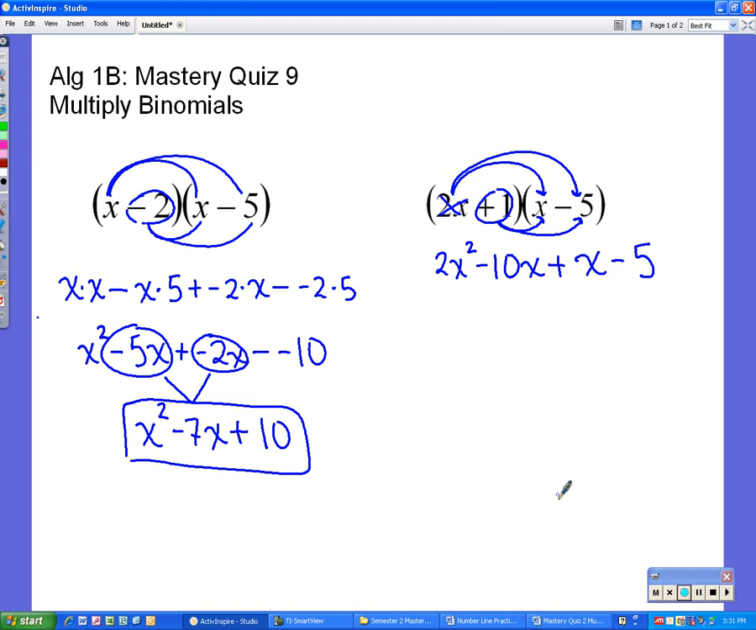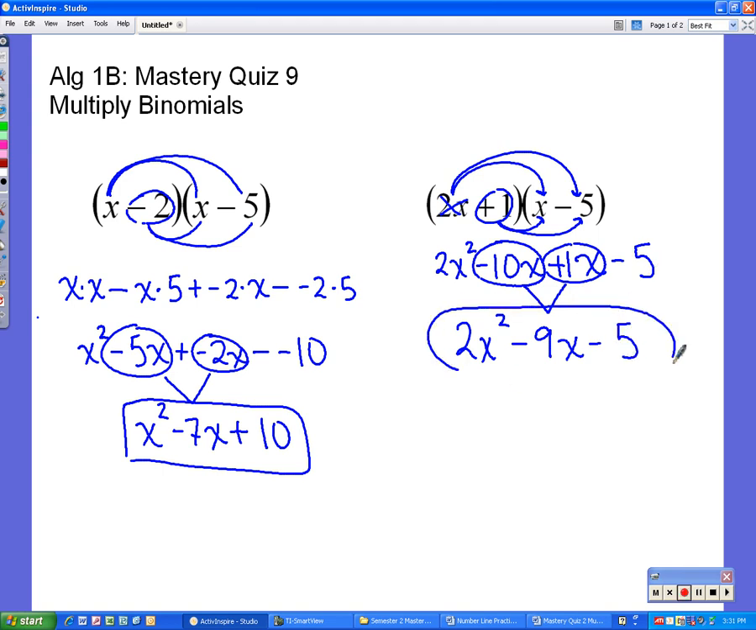We are almost done. We just have to combine our like terms, and we do have two like terms. We have -10x, and we have plus x, which is the same as plus 1x. So when we combine those, -10 plus 1 is -9, and these were x, so it's still in the x family. The 2x squared did not get combined, so it stays the same, and the -5 stays the same on the end. So our final answer is 2x squared minus 9x minus 5.